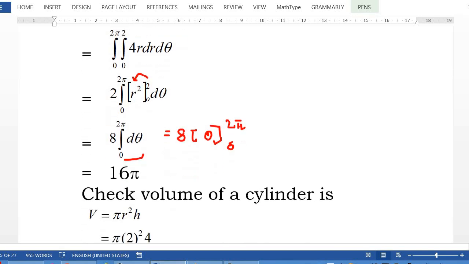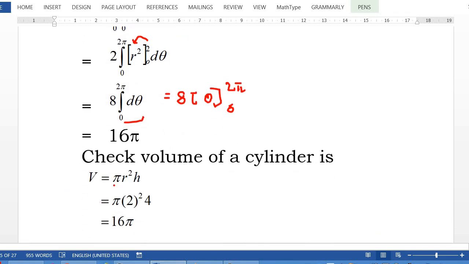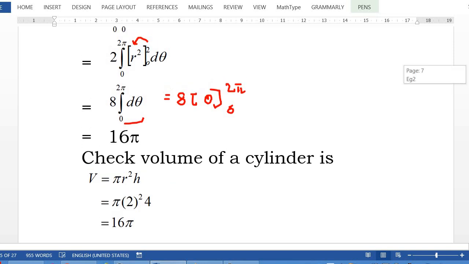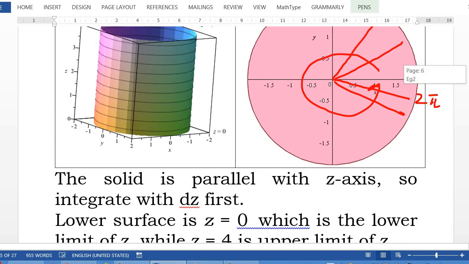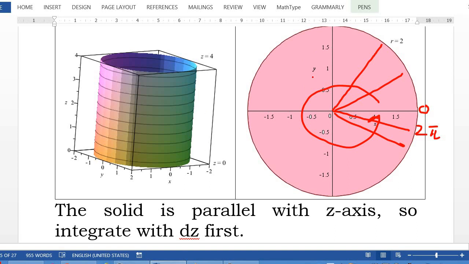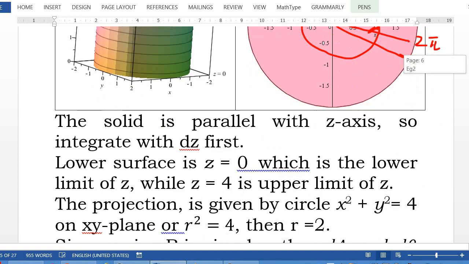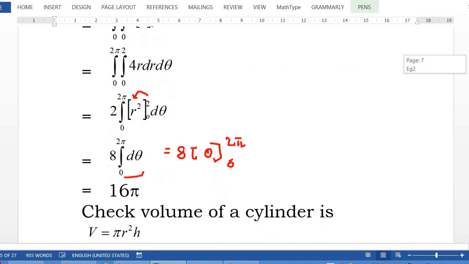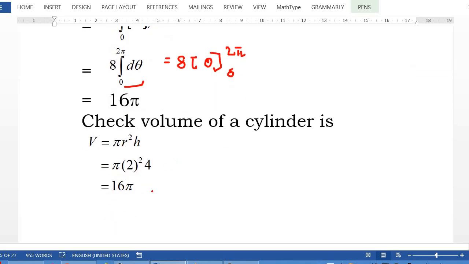Or you can check, the volume of a cylinder is given by pi r squared h. The height is given by z equal to 0 up to z equal to h. R in this case is 2. So pi r squared times 4, you get also 16 pi. This is using the formula of volume of a cylinder. This is using triple integral in cylindrical coordinates.